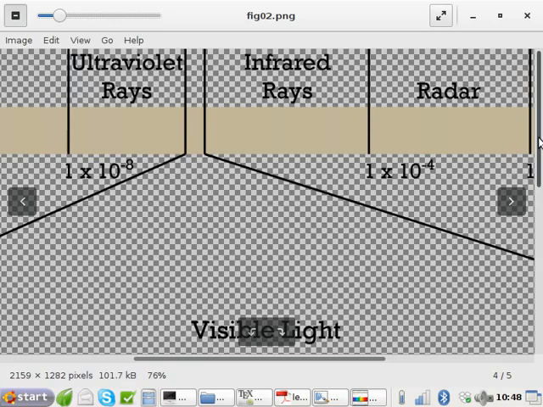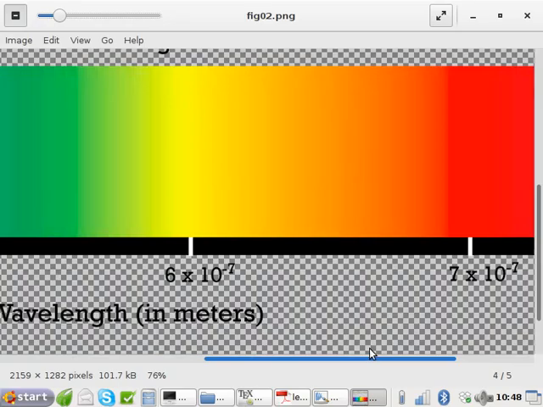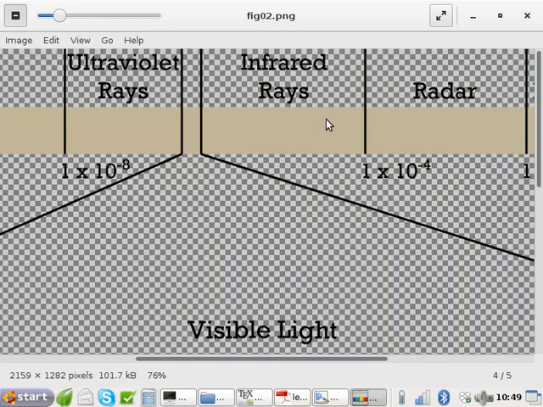Radar, you don't need that one. Radar would be in between radio and microwave. It would be here. But you don't need it. Do we have microwave on this? No, we don't. We have infrared. So that's 10 to the minus 4. And now the visible light is 10 to the minus 7. So I would say infrared is about 10 to the minus 6 meters.